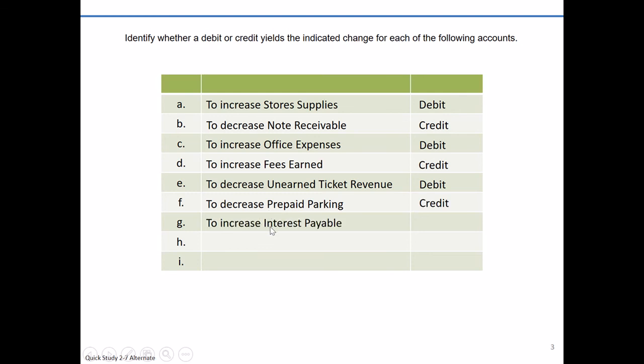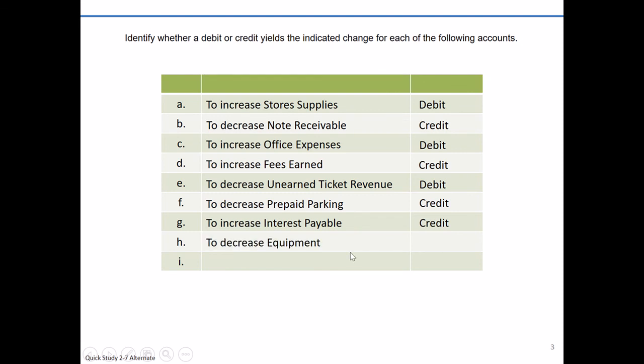To increase interest payable. So receivable meant asset. It's a future benefit. Payable, when you see that word, whether it's accounts payable, notes payable, or in this case interest payable, it's going to be a liability. This is an obligation. In this particular instance, you owe interest. It's an obligation you have to somebody else. So interest payable being a liability follows the normal right-hand rules of being increased with a credit and decreased with a debit. So we're increasing it, we're going to credit it.